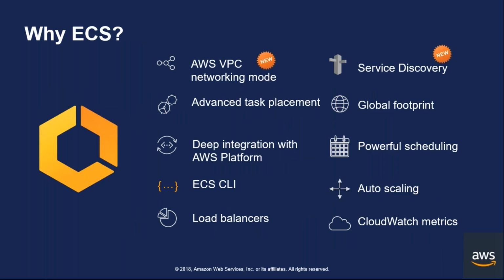Why ECS? Because you have, first of all, very good integration with rest of the platform. A few of the new things with ECS are AWS VPC networking mode, where each task will have an identity in the network. Each task can be associated with an ENI. You have service discovery through Route 53 right now available on ECS. You have advanced task placement. Francis is going to cover that as part of his demo. You have a global footprint. For example, ECS is right now available in the Mumbai region, and Fargate with ECS will be available soon here.